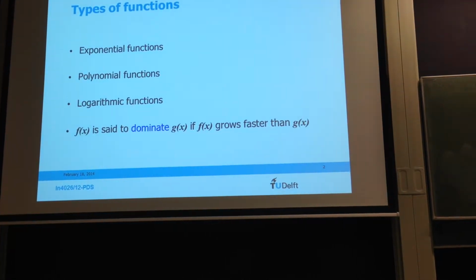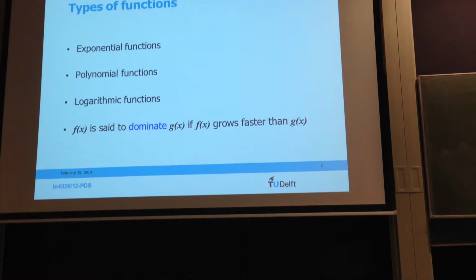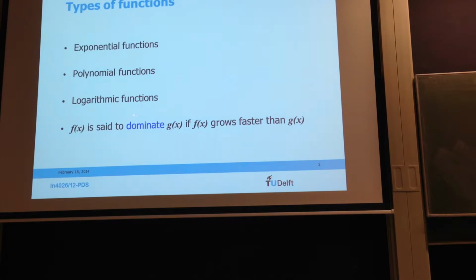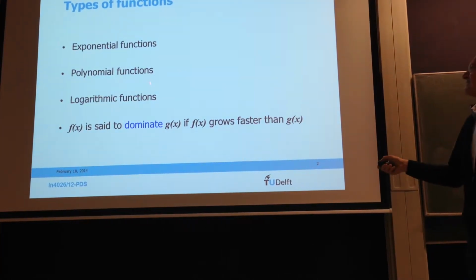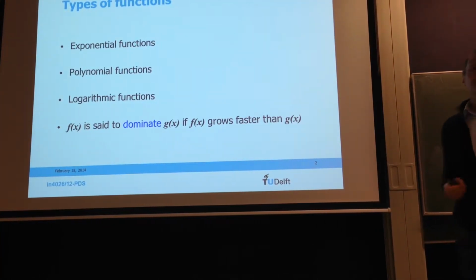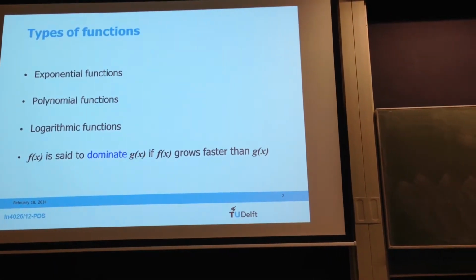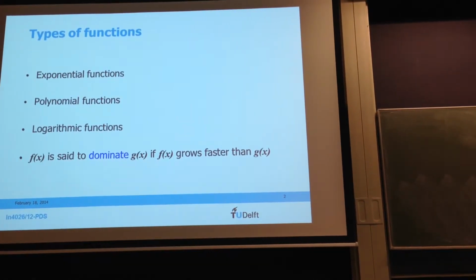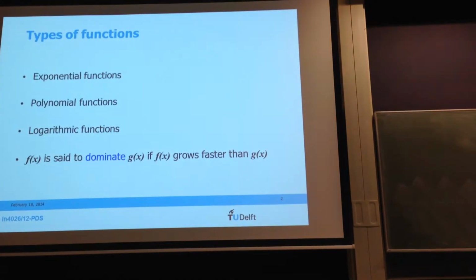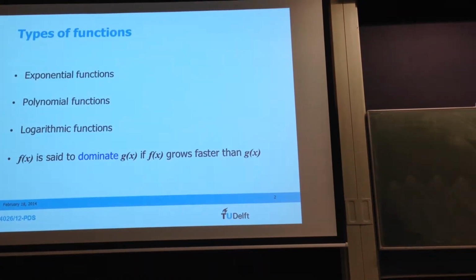It's a kind of the good, the bad, and the ugly. This being the good, the bad, and this is the ugly. Because in terms of scalability, if you have an exponential function, that's usually never good. But I'll come to that later.